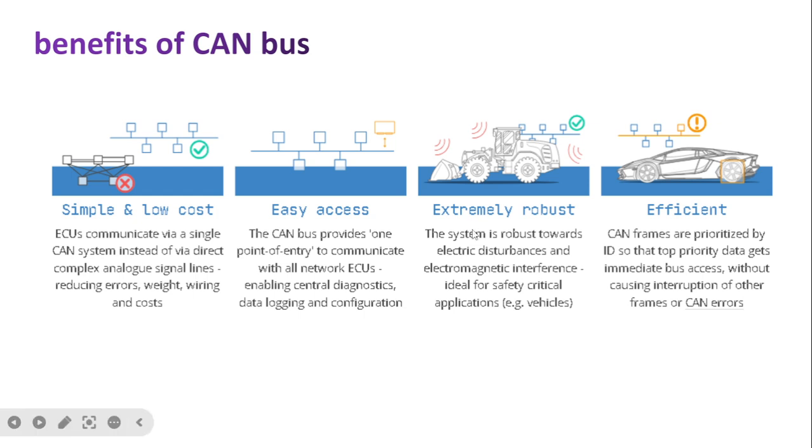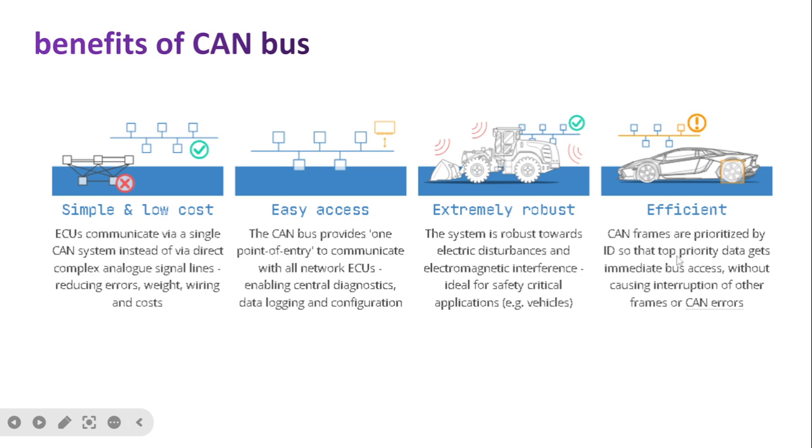Only 2 wires are used, right? And now extremely robust. The system is robust towards electric disturbances and electromagnetic interference, as I told you, because mostly if large wires are used, then electromagnetic interference is created and it will damage data or interrupt the signal. So it's efficient.